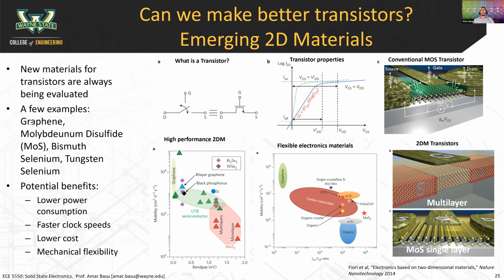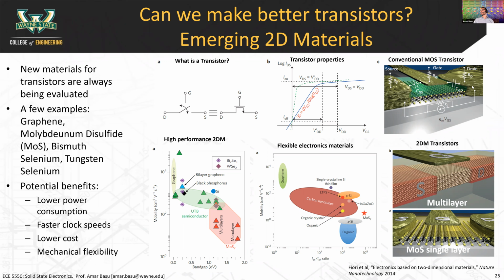I mentioned graphene, molybdenum disulfide, bismuth selenium, tungsten selenium. These are all examples of materials that researchers are looking at. The reason they're looking at them is they can potentially provide lower power consumption. They may have higher mobility, so that can give you faster clock speeds, lower resistances, potentially lower cost and mechanical flexibility. For example, graphene is a flexible, transparent conducting material, mostly conducting.